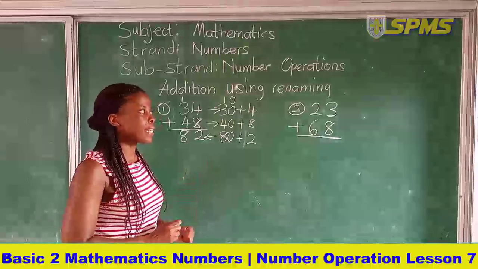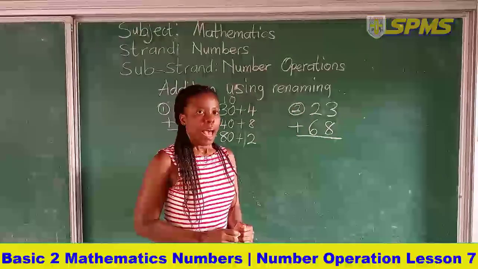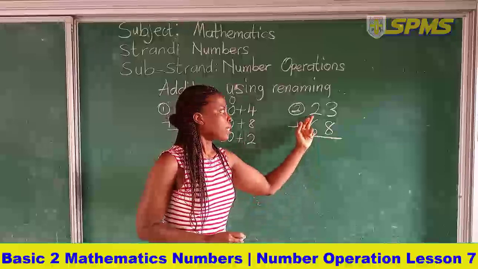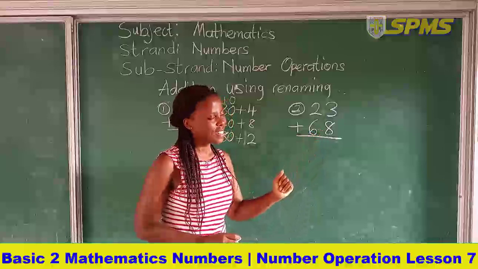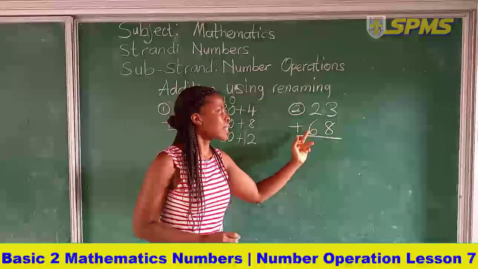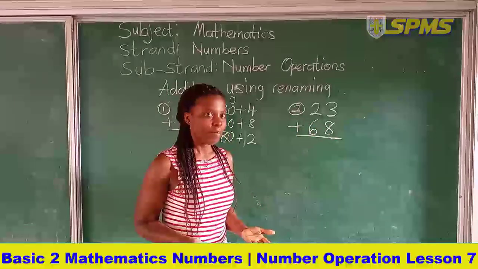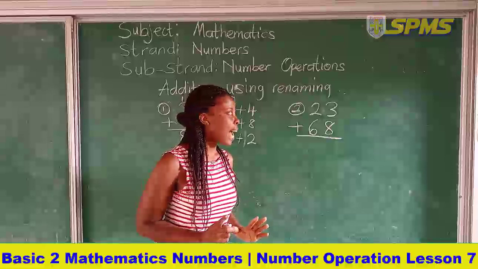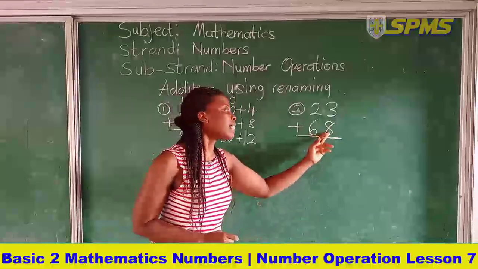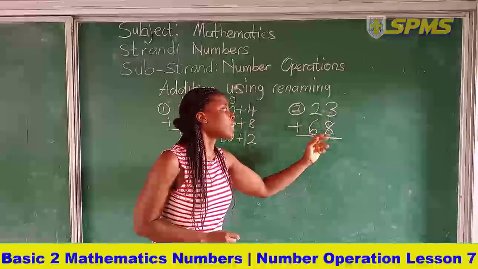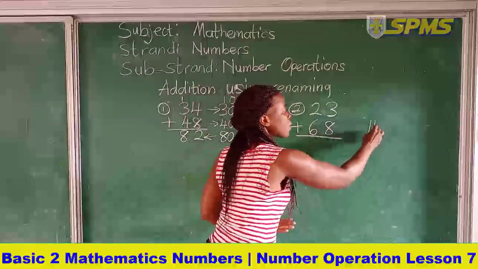Let us have another example on the board. Look at this arrangement too. 23 plus 84. Sorry, 68. 23 plus 68. Let us add. This time I'm not going to expand. Let's add direct and see what we'll get. So when you add 8 and 3 or 3 and 8, what will you get? 11.